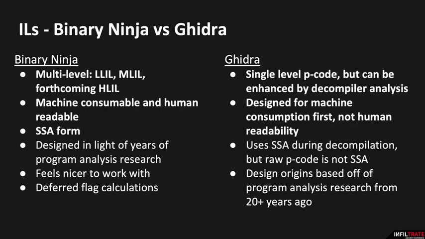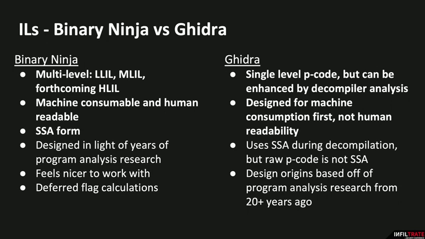Another comparison to be done, ILs. So Binary Ninja has this multi-level IL with the LLIL, the MLIL, and the forthcoming high-level IL. Binary Ninja's IL is designed to be machine consumable, but also human readable, and it provides native out-of-the-box SSA form.